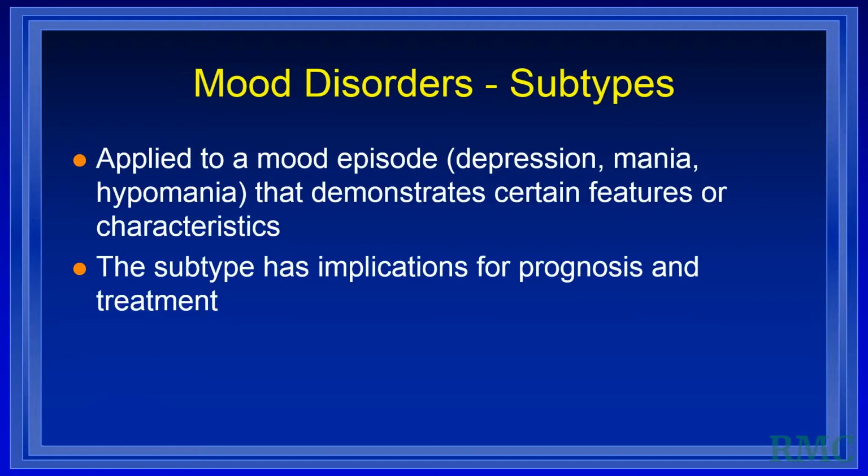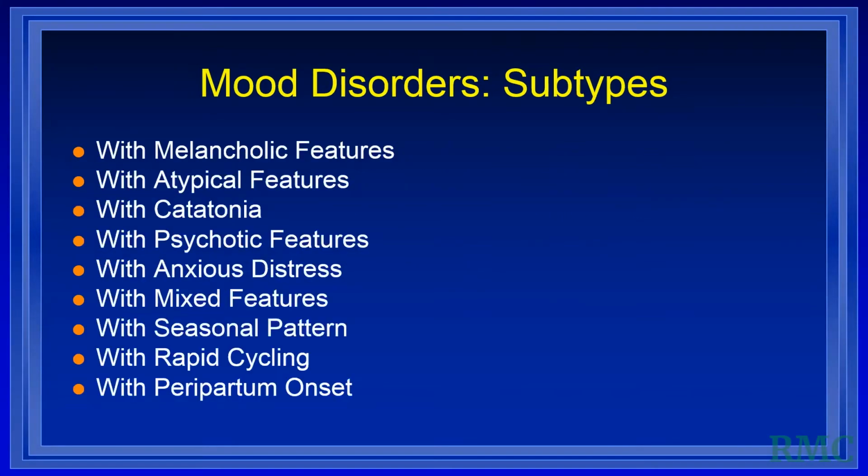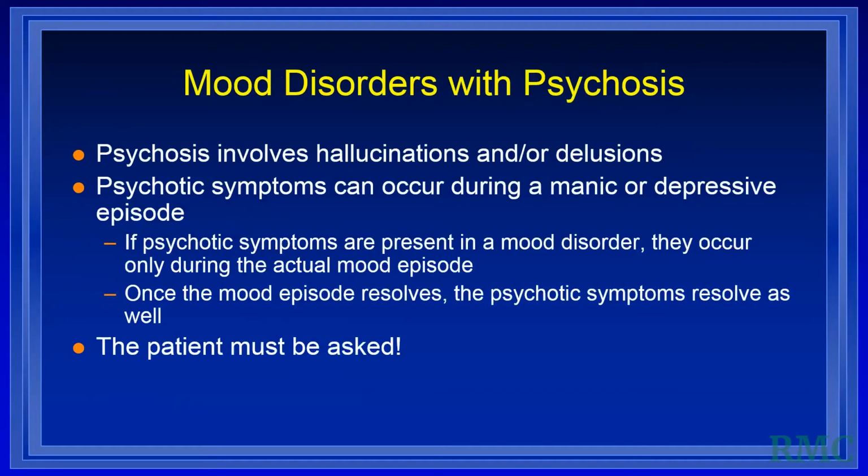A subtype is applied to a mood episode, not a mood disorder, and it demonstrates certain features or characteristics, and it has implications for both prognosis and for treatment. So again, here they are. So mood episode with psychosis. Psychosis involves hallucinations and or delusions, and psychotic symptoms can occur during a manic or a depressive episode.